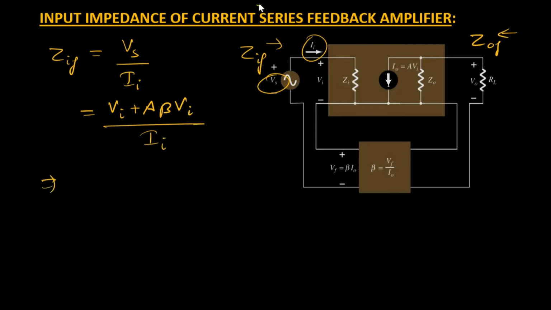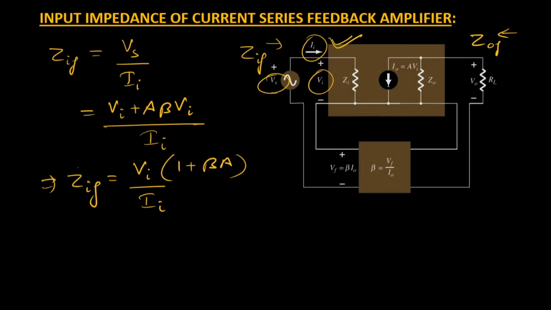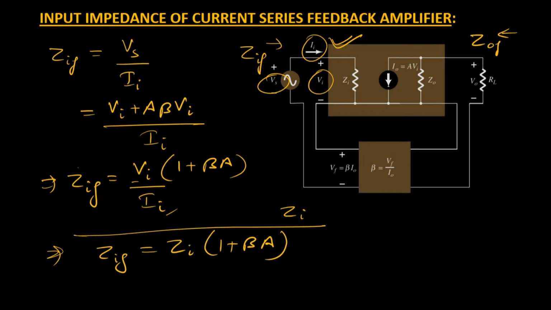Now let us take a few things common. Let us take the Vi common from here. So ZIF will become equal to Vi times (1 plus beta times A) over II. Now we know Vi is the input potential for the transistor device, and the current is the input current II, and the ratio of this Vi to the II is nothing but Zi. So we can replace this with Zi, right? So ZIF will become equal to Zi multiplied by (1 plus beta times A). So that is nothing but the input feedback impedance value.